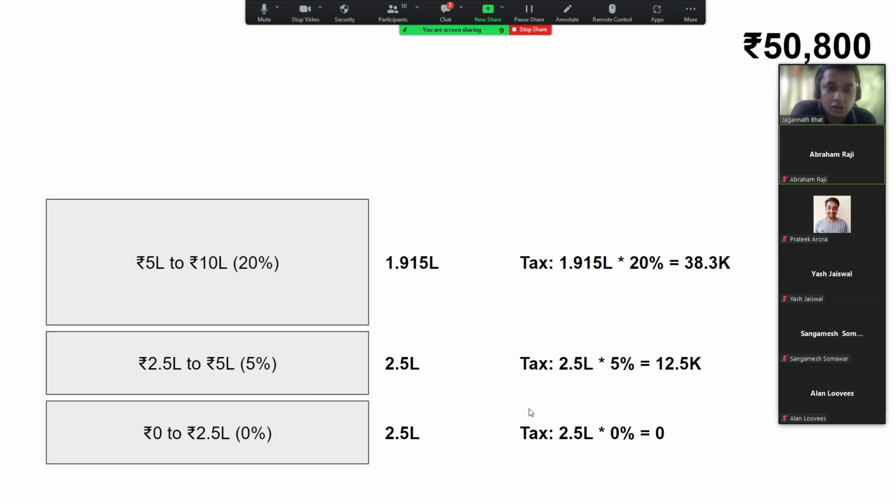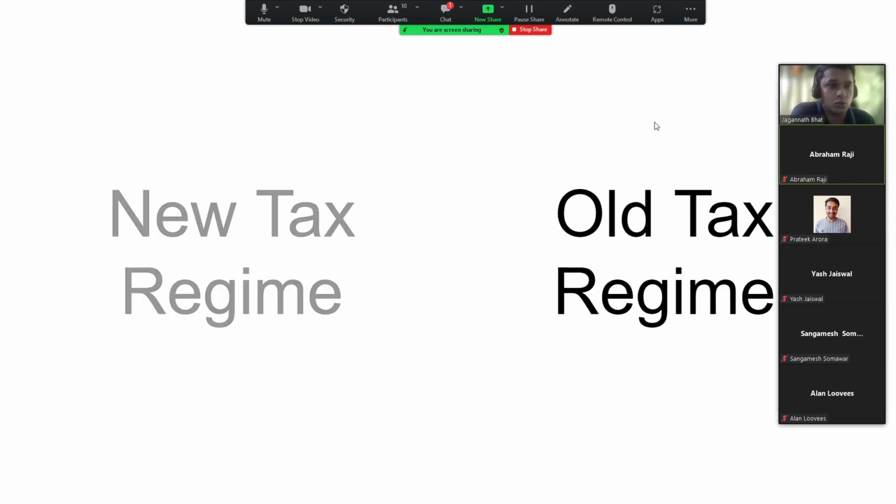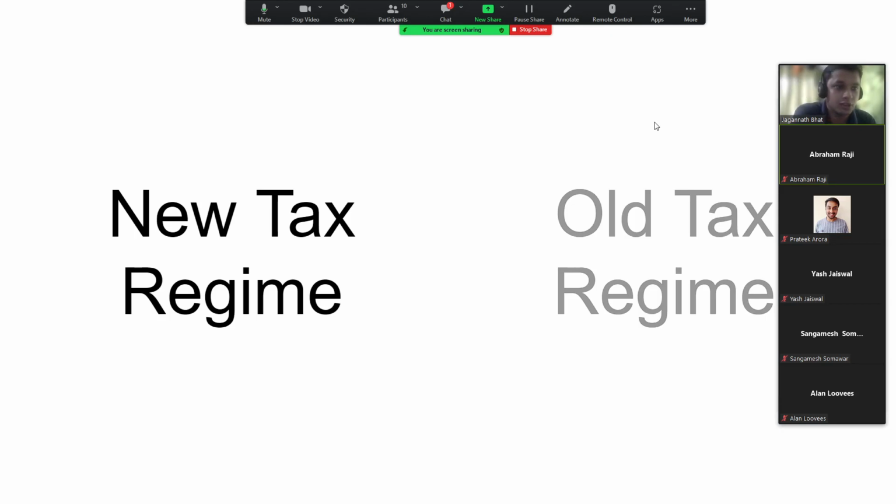Okay, so now if you're calculating our taxes based on the old regime tax slabs, our income tax comes to a total of 50,800. So yeah, now we have talked about the tax exemptions and deductions under the old tax regime, and now let's look at the new tax regime.